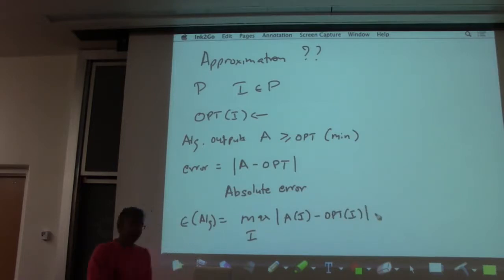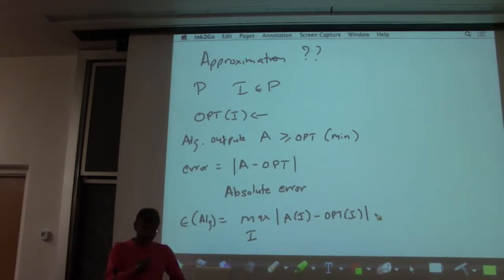Right? So this is the error of the entire algorithm. And now we can say things like, okay, the error of this algorithm is 3, or 2, or 1. But we now have a way to talk precisely about the quality of an algorithm, even when it's not getting the right answer. And that's important.